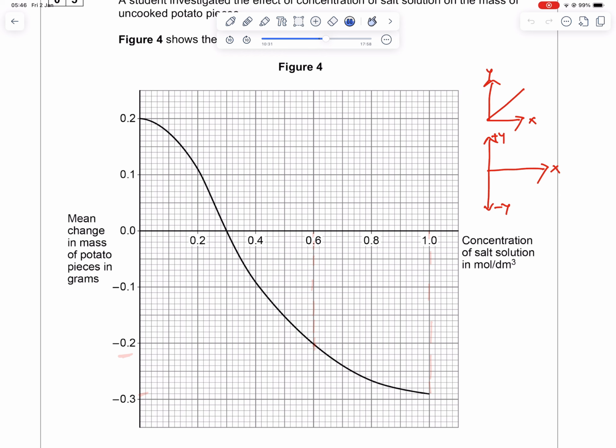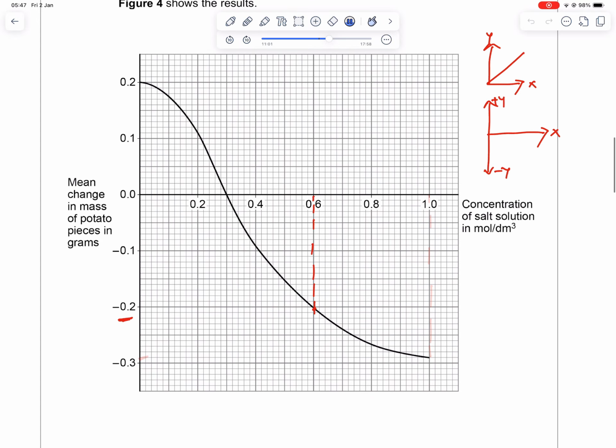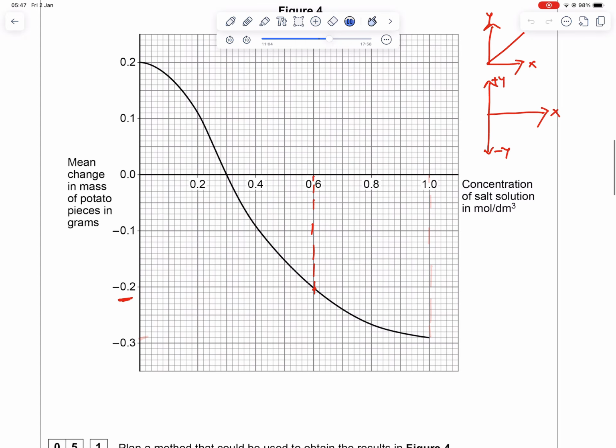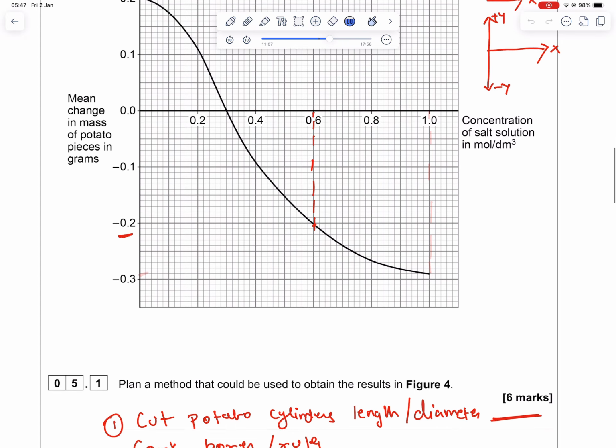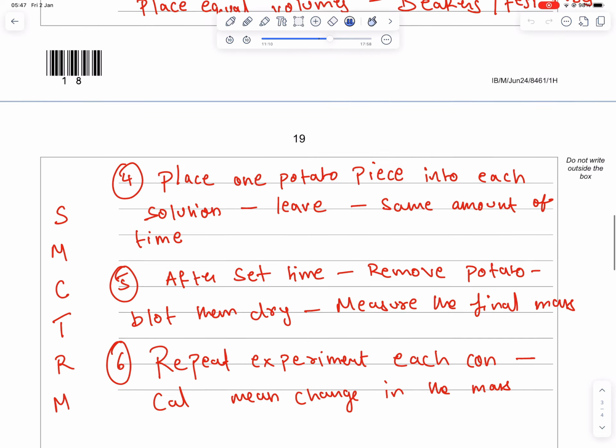Now, what is 5.2 saying? So we're looking at a 3-marker question. It is asking us to explain the result for potato pieces in the 0.6 moles per decimetre cubed salt concentration. Now let's go back to the graph once. Okay, so at 0.6, you can see that here it's at negative 0.2 grams. It has lost. The mean change in mass of potato pieces was negative 0.2 grams of potato mass.